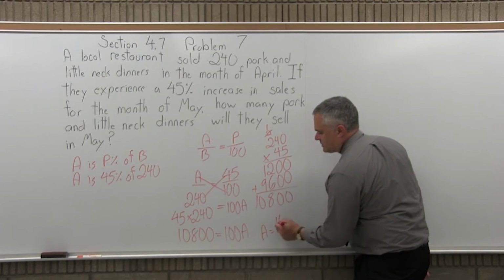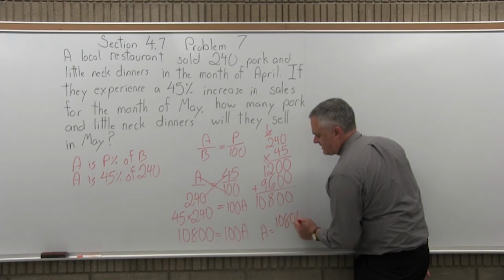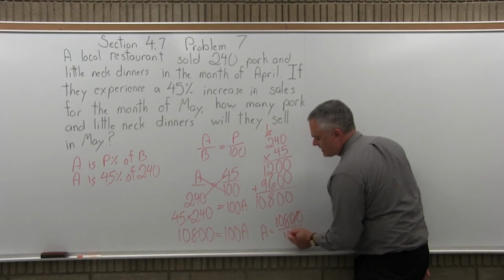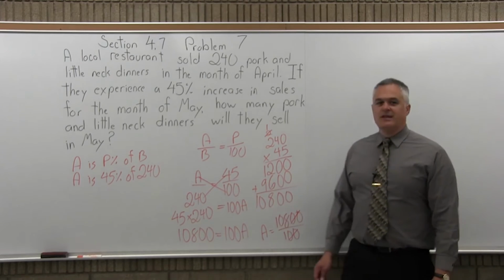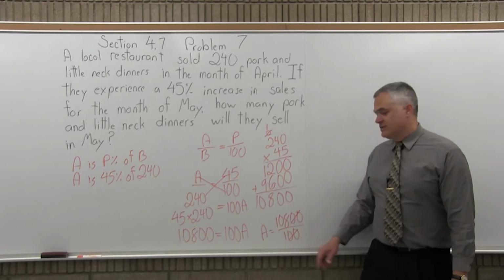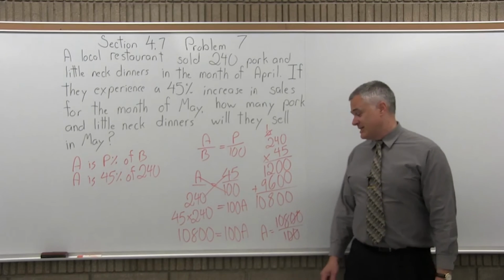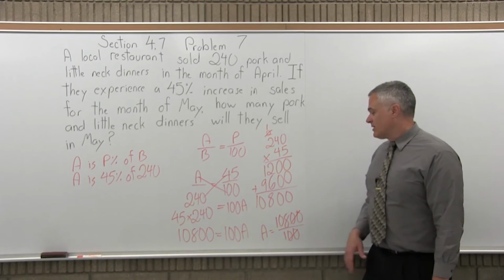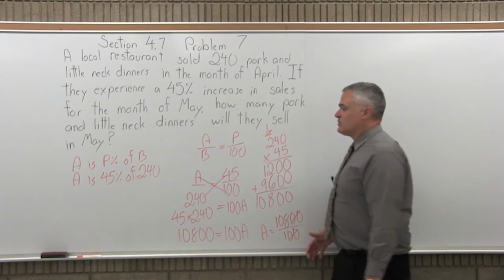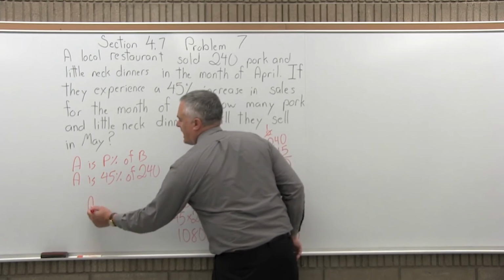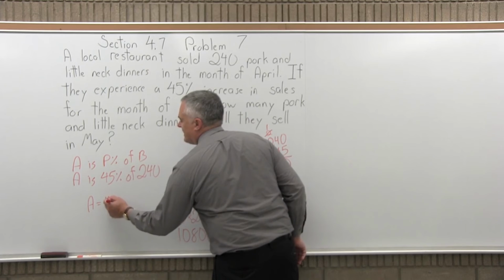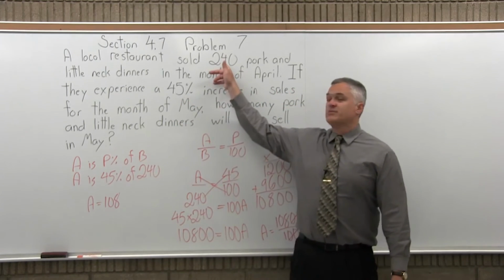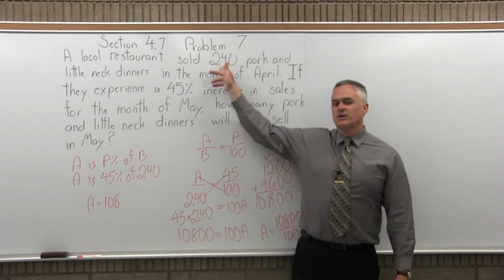A is 10,800 divided by 100. That's a very easy division because of the 2 zeros at the end of the number in the numerator and the 2 zeros at the end of the number in the denominator. I can just cancel them and I have 108. You could divide it with a calculator or even do it the long way, but you will get A is 108. Now, in this case, that's not the final answer. 108 is 45% of 240, but that's not what the question asks.